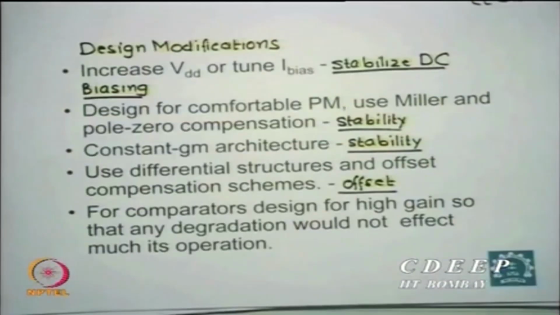So to summarize what I said, to stabilize your DC biasing, you may have to either increase the power supply or tune the bias currents, vary them some way. Okay, we will see current mirrors do that. The word PM is very important, we will come to it later.